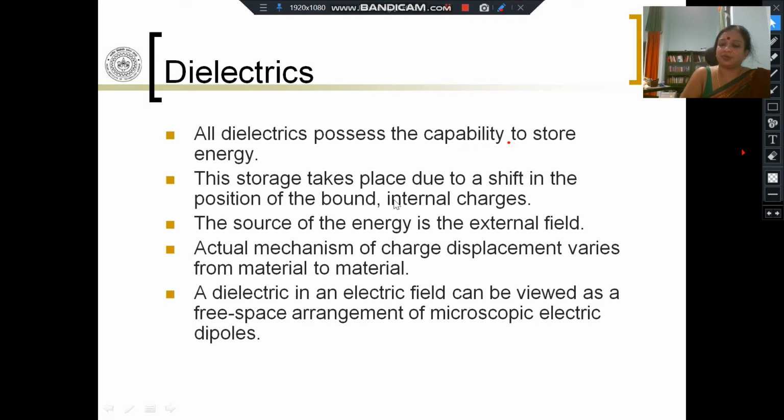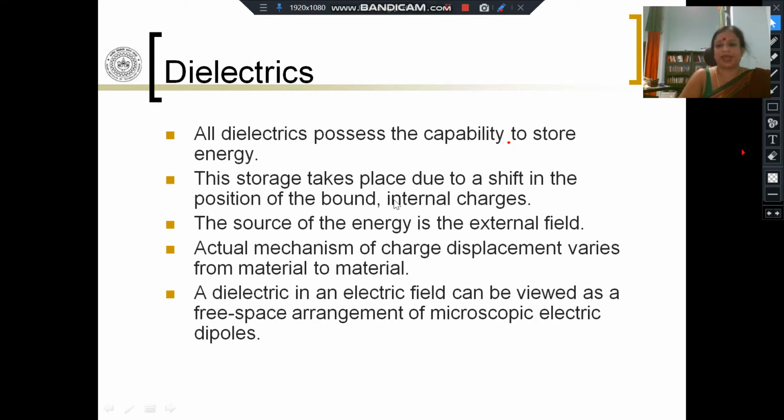Now, dielectrics are materials which are capable of storing electrostatic energy. And where does the energy come from? The source of the energy is, of course, the external field. And the storage of this energy within a dielectric takes place due to a shift in the position of bound internal charges. What do I mean by the shift in position of bound internal charges?